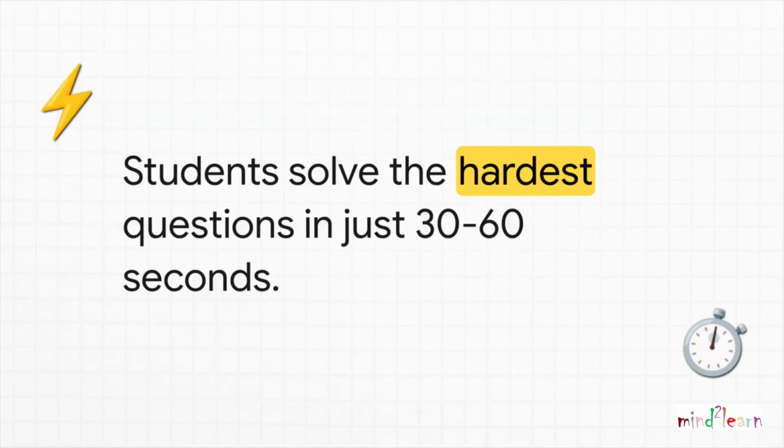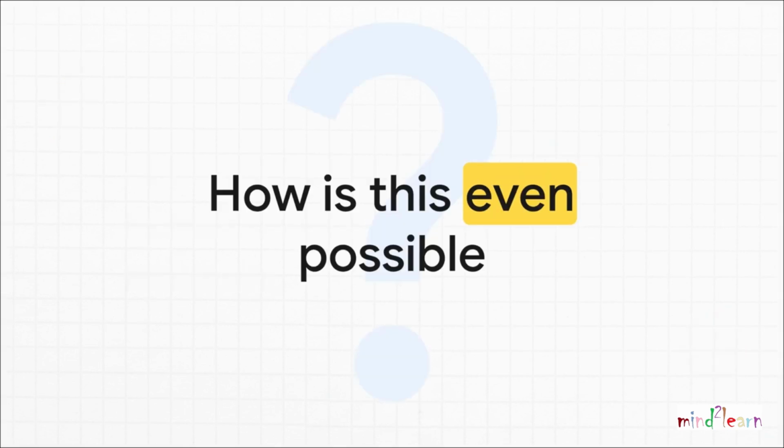And the results of this? Get this. Students are reportedly solving the absolute hardest questions on the test, the ones that usually eat up all your time, in just 30 to 60 seconds. Right about now, you're probably thinking, no way. That sounds way too good to be true. How is that kind of speed even possible when most of us spend minutes just staring at one question?